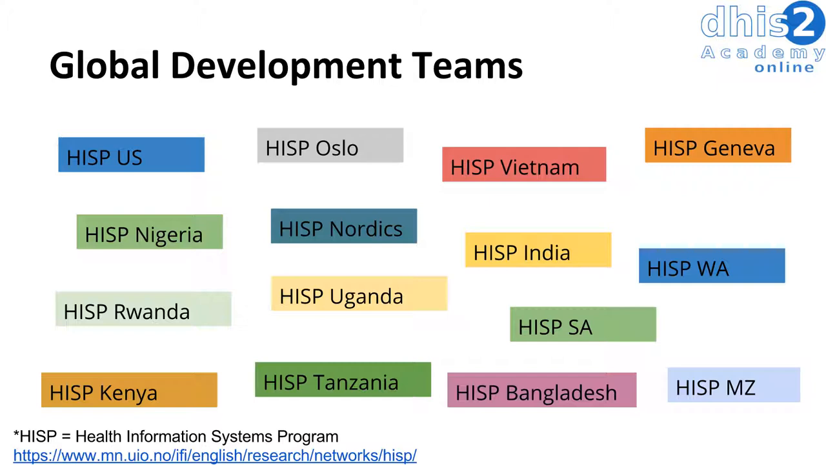The development of DHIS2 is not just in one location. There is a global development team that contributes to its various features and functionality. This includes many of the HISP nodes that are distributed throughout various regions. We can see an example of some of these nodes on this page.